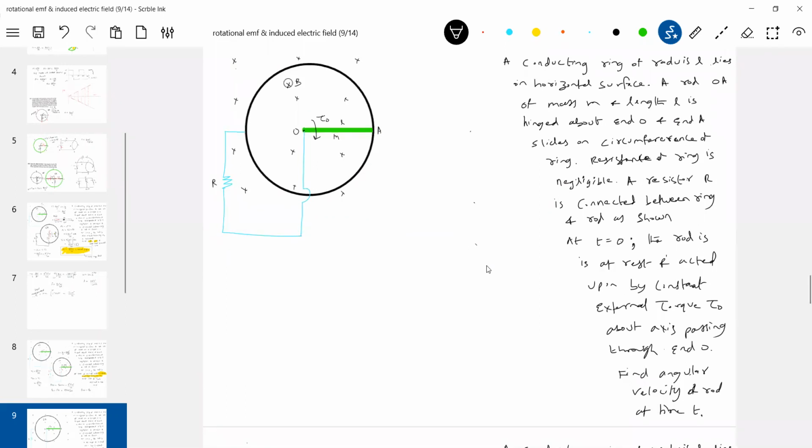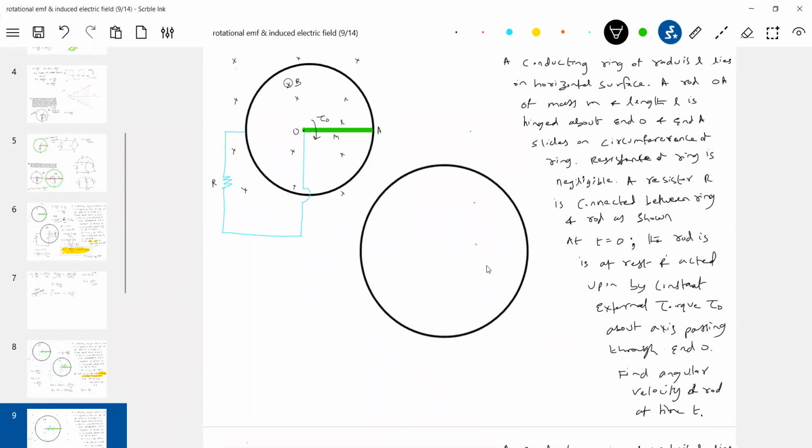Now the rotating rod will behave like a cell. So here also you bring the cell. First you introduce that cell. So there's a rod, there's a resistor. The rod is there.